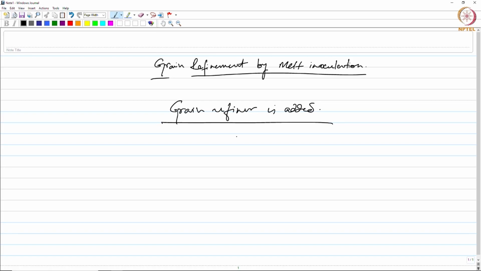Then we have discussed different theories of melt inoculation to understand the mechanism of grain refinement in this process. And then we also talked about what is called fading and poisoning, and discussed the reason behind their occurrence as well. So, we have discussed all that with regard to melt inoculation.